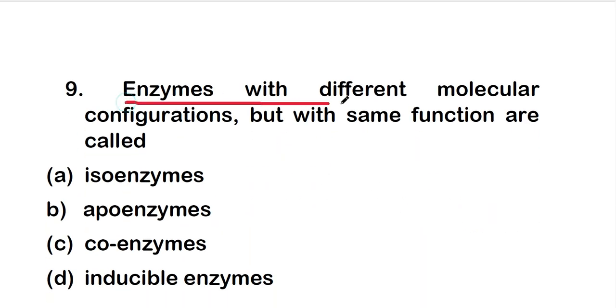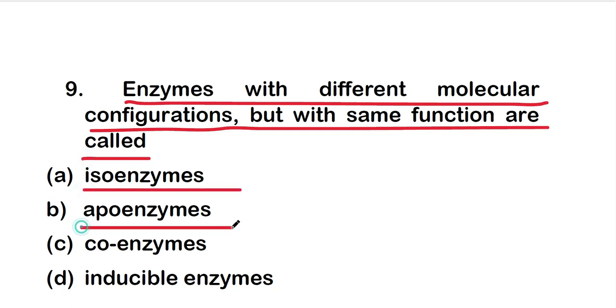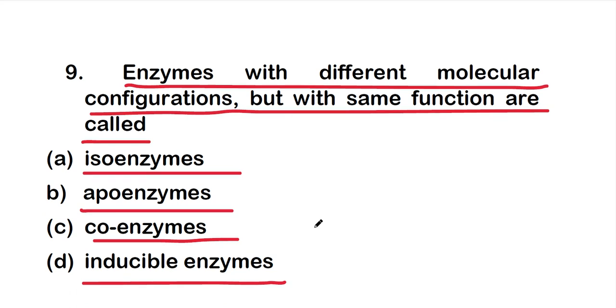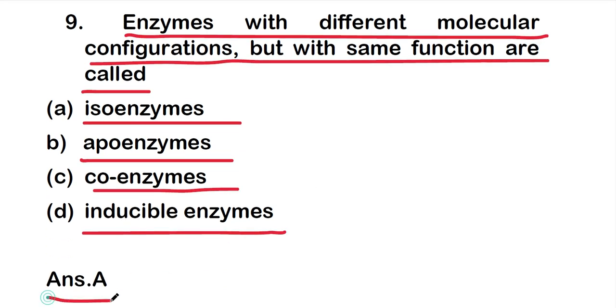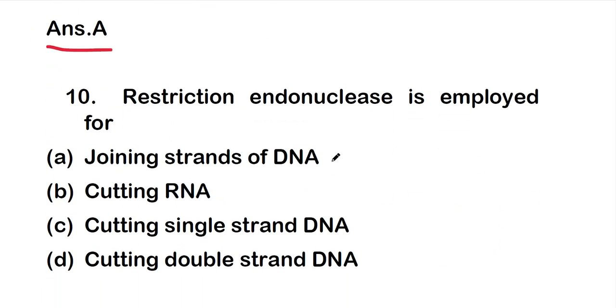Enzymes with different molecular configurations but with same function are called isoenzymes, apoenzymes, coenzymes, or inducible enzymes. And the right answer is option A, that is isoenzymes. So enzymes with different molecular configurations but with same function are called isoenzymes. Okay, so next question is question number 10.